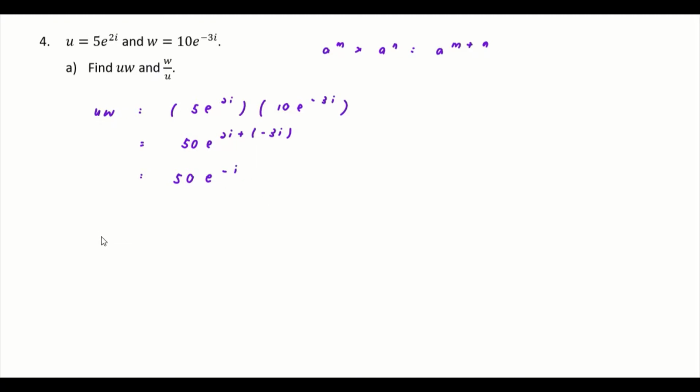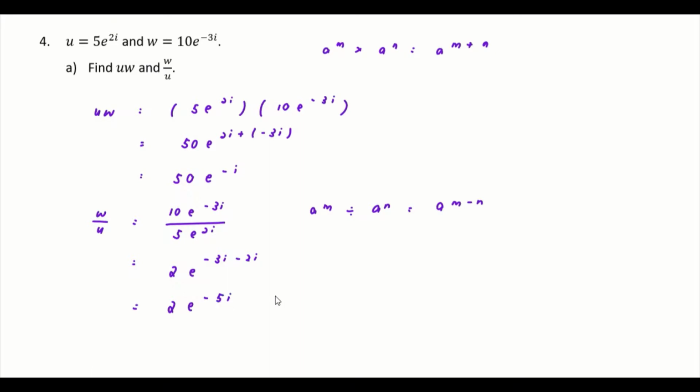Okay, after that, let's check w over u. So w over u is going to be 10e^(-3i) over 5e^(2i). Same thing here: 10 divided by 5 gives us 2. For division, a^m divided by a^n is equal to a^(m-n), so the powers subtract. So negative 3i minus 2i. From here I get my answer, 2e^(-5i).